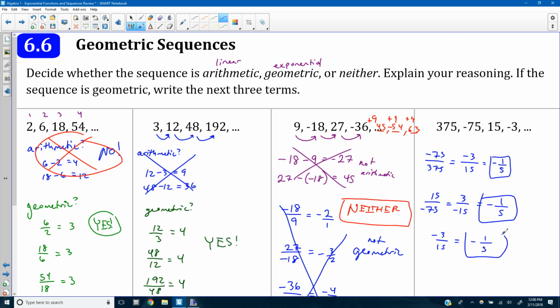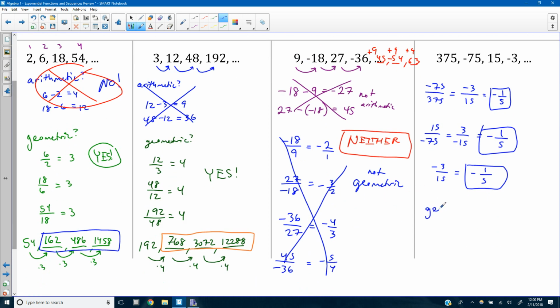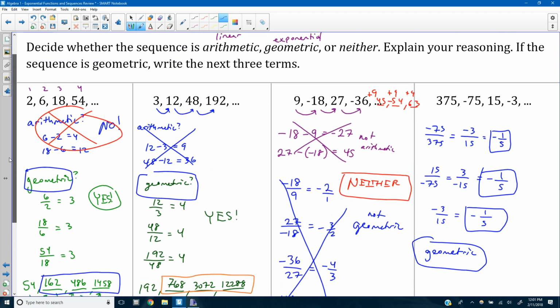So it has a common ratio, which means it is a geometric sequence. So geometric. These are geometric. Yes, yes, yes. So geometric, what are the next 3 terms from negative 3?